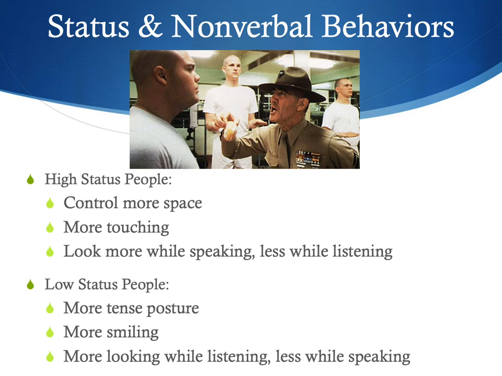The low status person, on the other hand, has a more tense posture, they smile more, and they look more while they're listening and less while they're speaking. So a good way to think about when these behaviors might be exhibited might be in a job interview situation. The person doing the interview is in the position of power, so that would be the high status person. The person who's the interviewee would be the low status person, the one lacking in power. And the behaviors that I've just described here would be things you would typically see from those two individuals in the job interview.